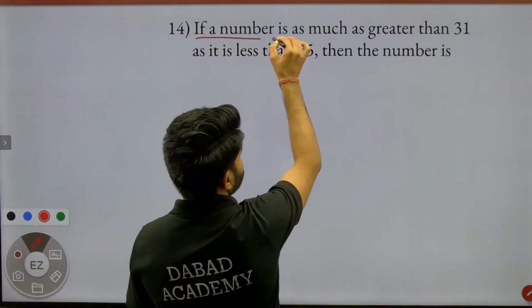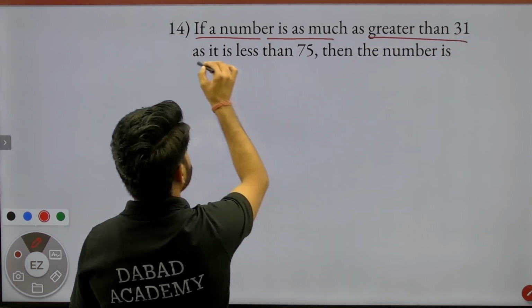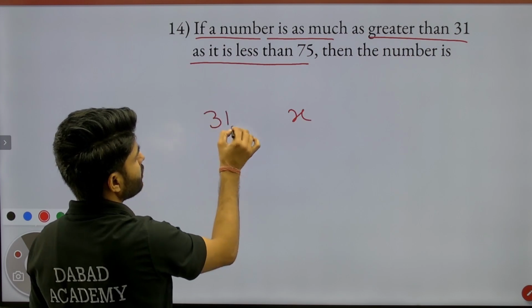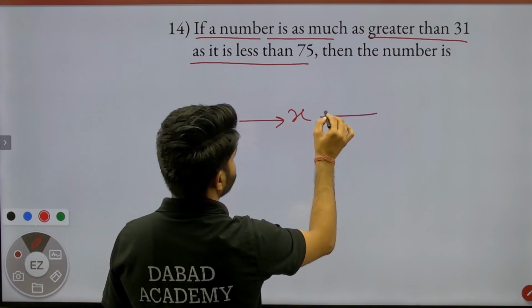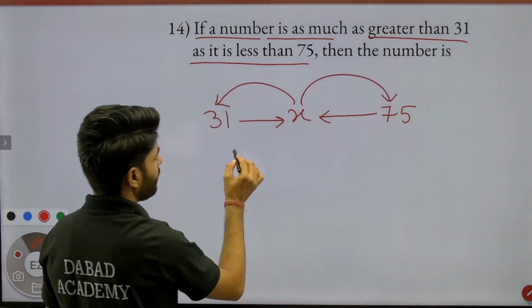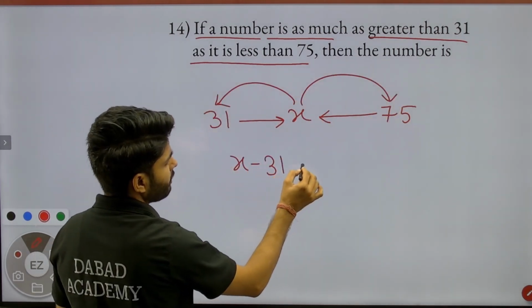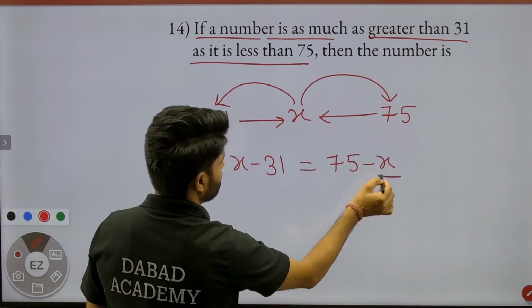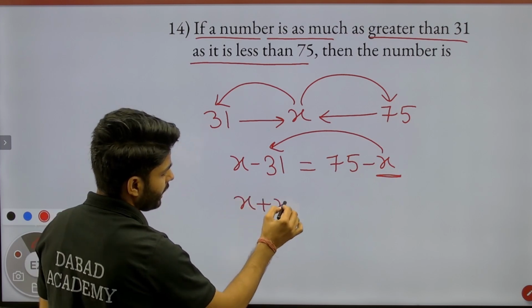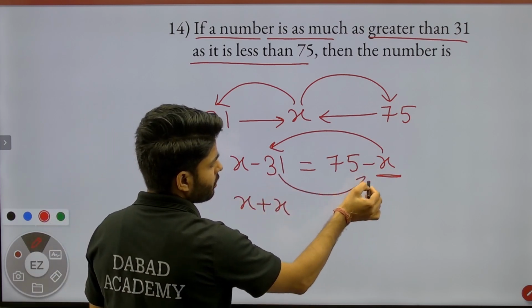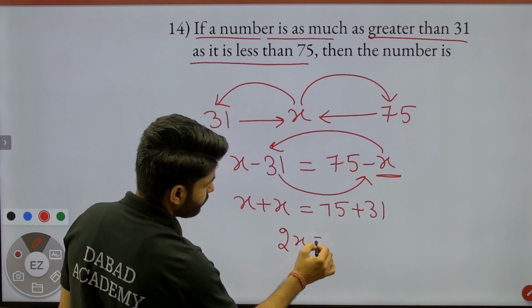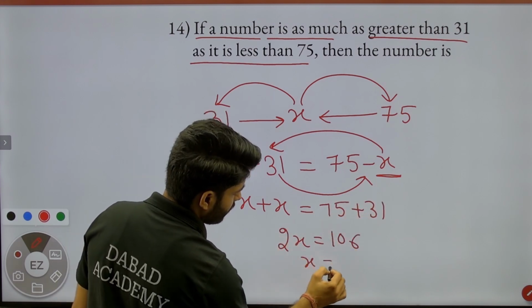Here is the next question. If a number is as much greater than 31 as it is less than 75, that is, the number is as much bigger than 31 as it is smaller than 75. It means the difference of this and this is equal. So when we subtract, x minus 31 will be equal to 75 minus x. This number is negative on one side, on the other side it will change into positive, that is x plus x. In the same way when 31 goes to the other side, it converts into positive, that is 2x equals 106.